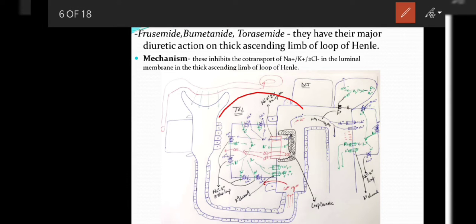We'll focus on this thick ascending limb of loop of Henle. Now, the cell of the thick ascending limb of loop of Henle has got what is called the basolateral side and the luminal side. The basolateral side has sodium potassium pump present on its membrane, which pushes 3 sodium out into interstitium and 2 potassium inwards into the cell. On the luminal side, it has a very unique type of co-transporter, which is the sodium potassium 2 chloride ion transporter. Also, it has potassium leaky channels on the luminal side.